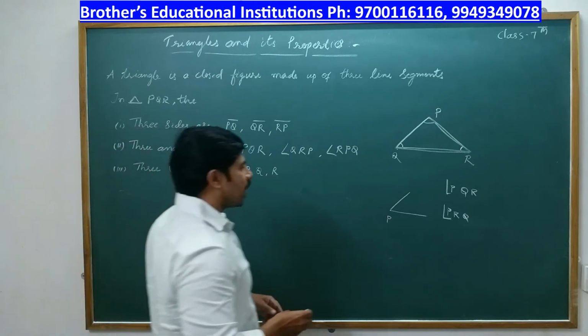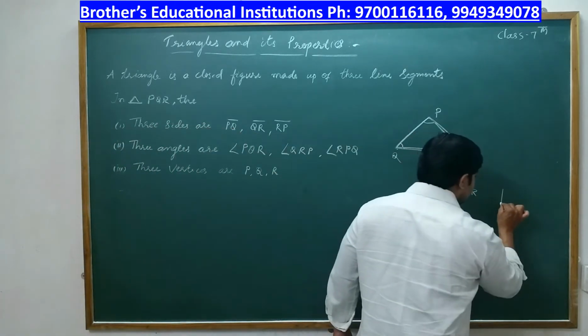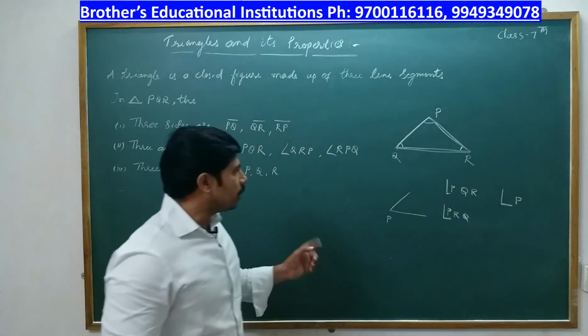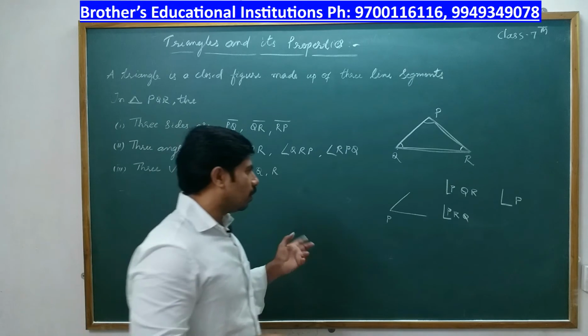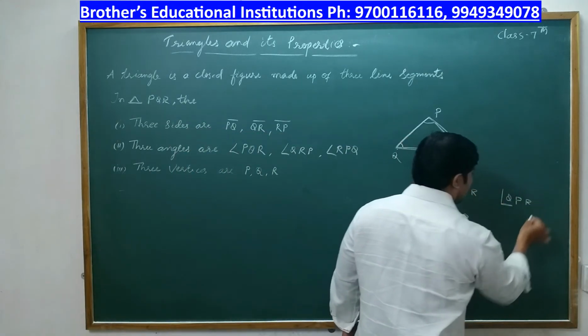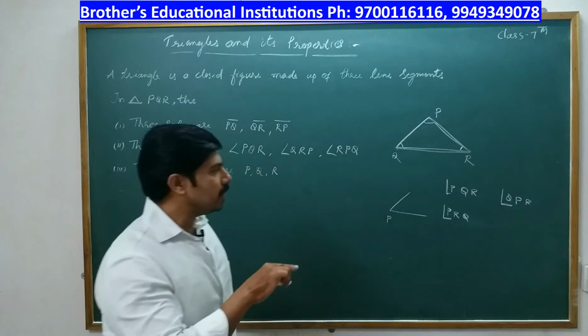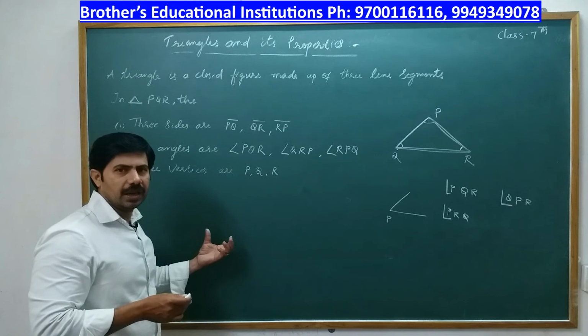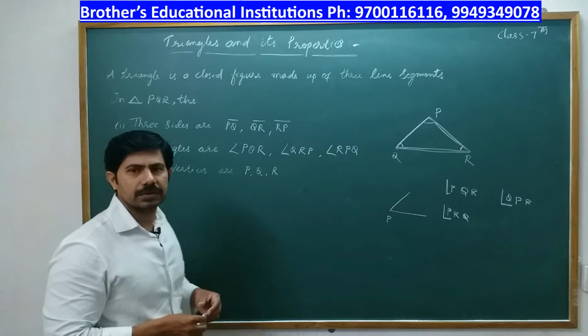And next one is angle P. So how to represent this angle P? When you are representing P, the P should be in the middle, and the remaining two you can place on either side. So you can write it as QPR or RPQ. So this represents the angles of a triangle. Okay, so this is over.